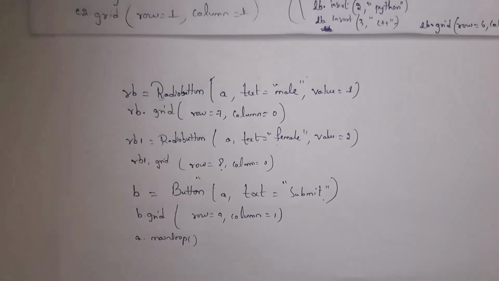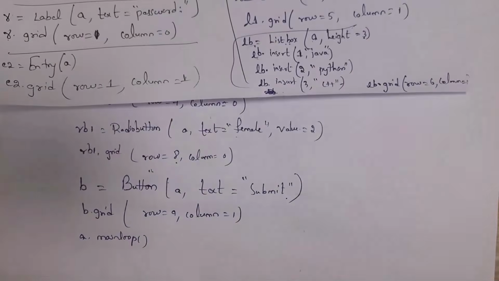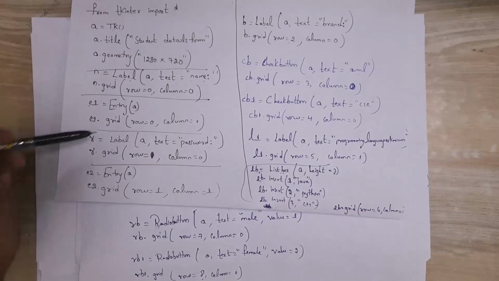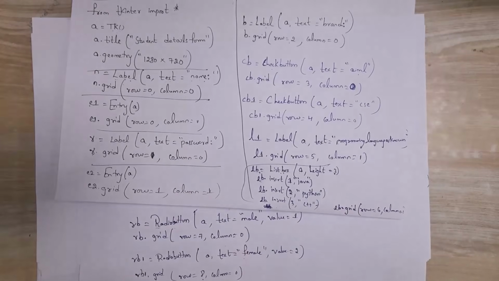And at last, in order to execute this entire program, you need to write a.mainloop, where a is nothing but my window is present in variable a. So just write here a.mainloop, where a.mainloop will display window. Guys, if you learn this one program, it is enough because it will cover all methods present in tkinter. It will cover label widget, entry widget, check button widget and list box widget, and it will also cover radio button widget and button widget.